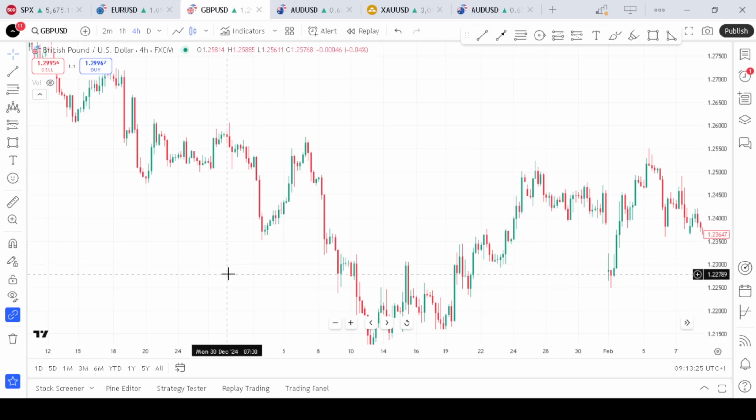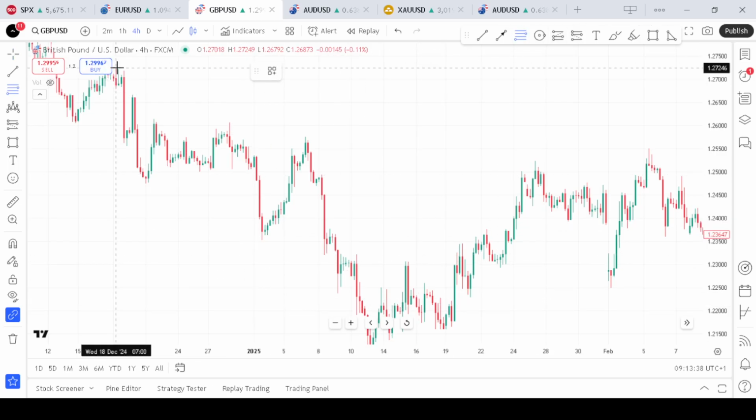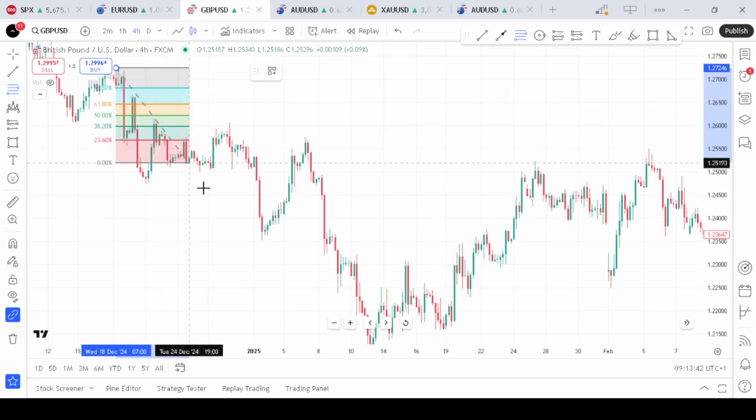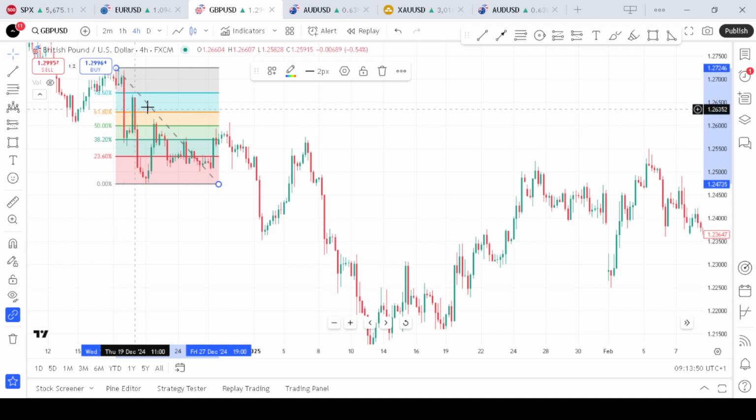The Fibonacci retracement is a tool used to identify potential levels of support and resistance during a pullback within a trend. These levels are typically derived from the Fibonacci sequence of 23.6, 38.2, 50%, 61.8 and the 78.6 level. Traders use these levels to anticipate where price might reverse or consolidate before continuing in the direction of the prevailing trend.